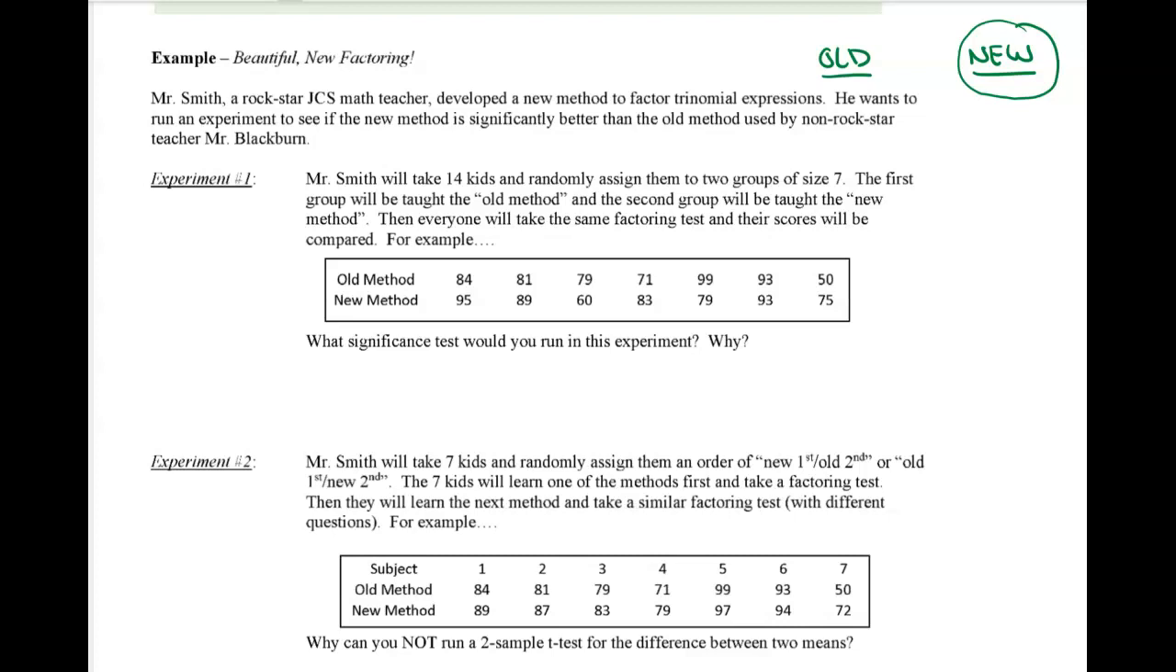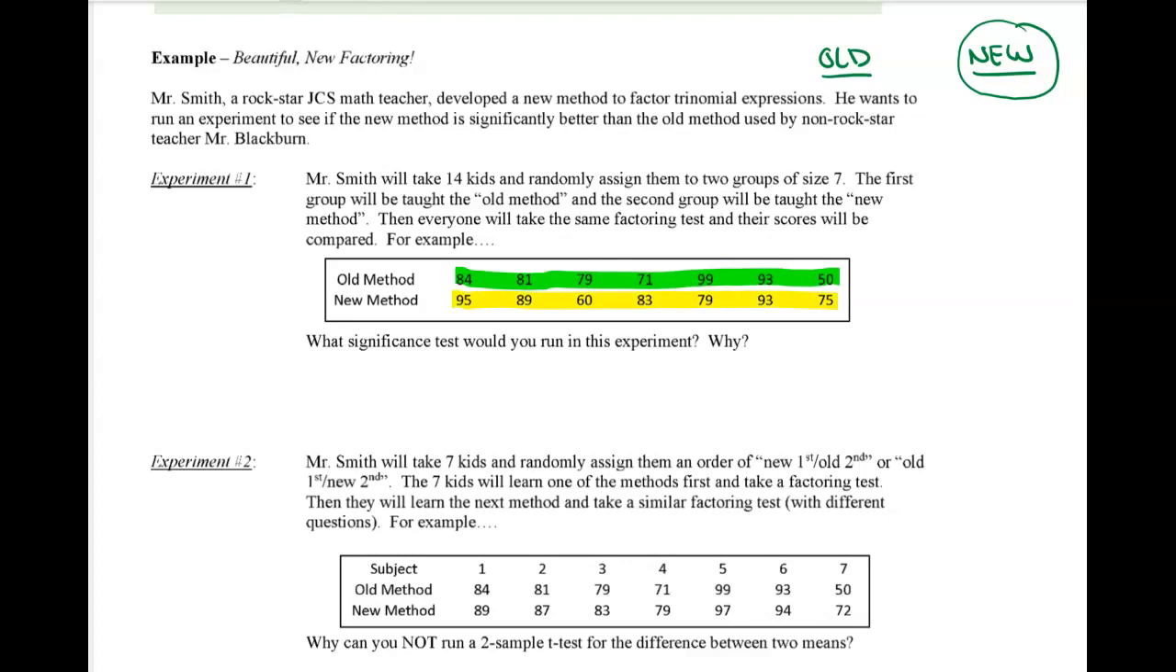Here are two different experimental designs. In experiment 1, Mr. Smith will take 14 kids and randomly assign them to two groups of size 7. The first group will be taught the old method, and the second group will be taught the new method. Then everyone will take the same factoring tests, and their scores will be compared. For example, here are some scores using the old method, and here are some scores using the new method. What significance test would you run in this experiment, and why?